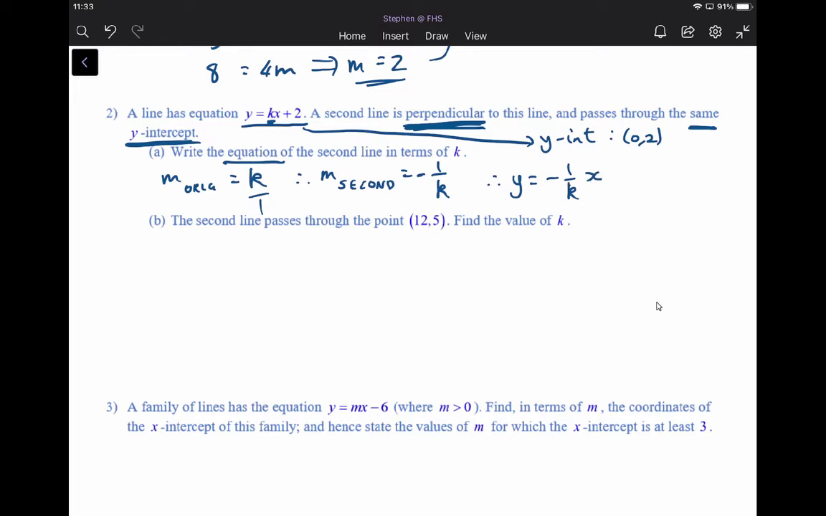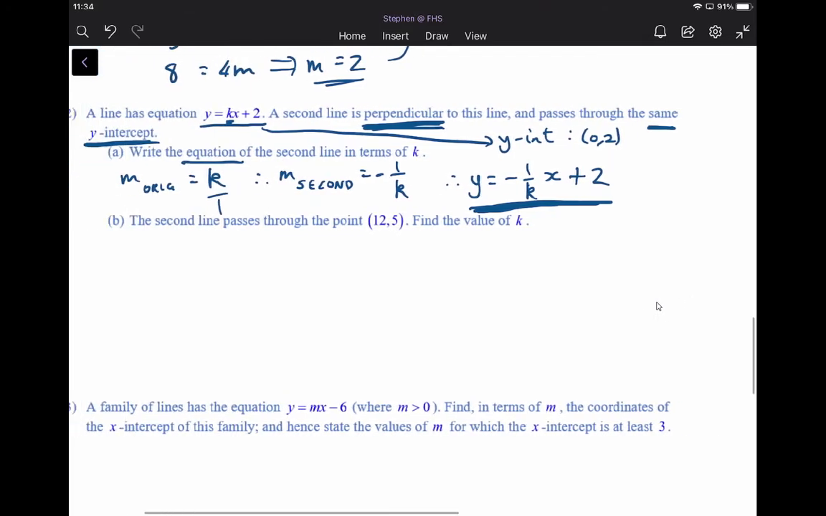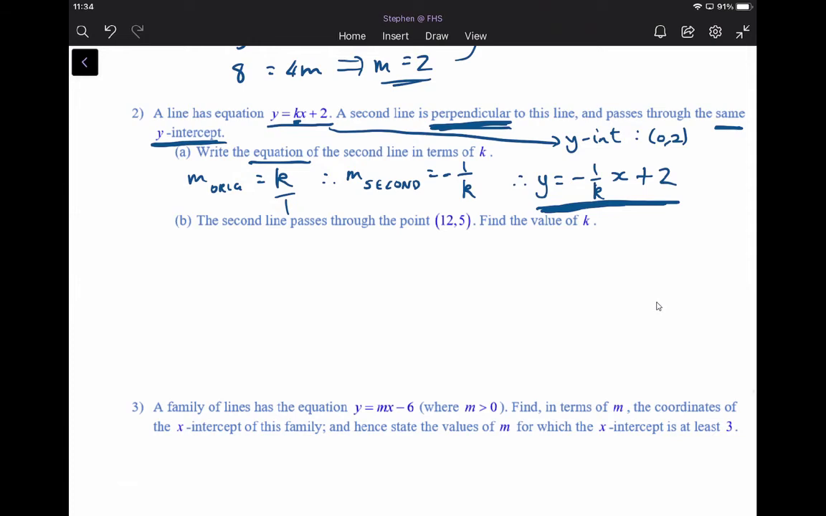And do we know the y-intercept? Yes, we do. It has the same y-intercept as the first line, and that is simply 2. There we go. y equals negative 1 on kx plus 2 is the equation of the second line, and it's also in terms of k. So the in terms of k part simply means that you see k somewhere in your equation.